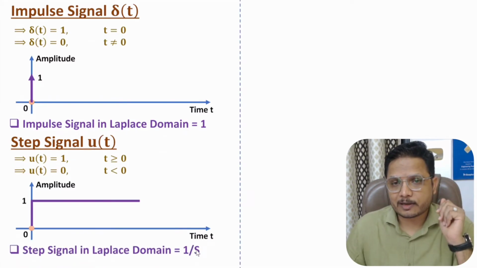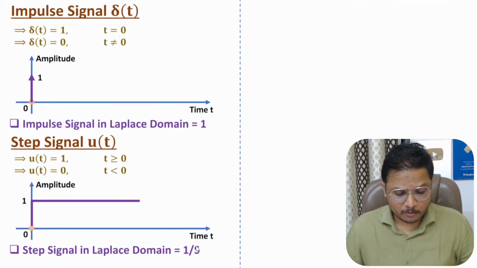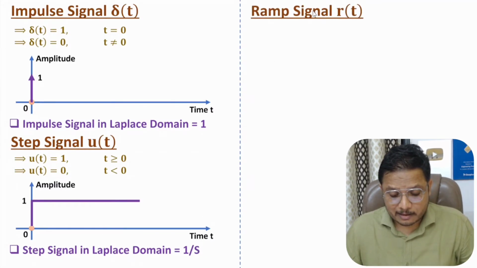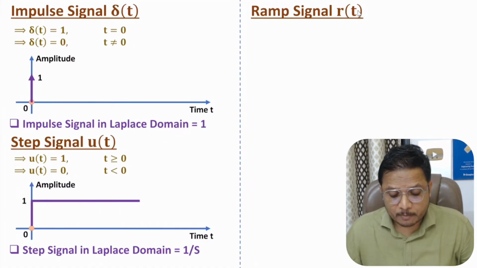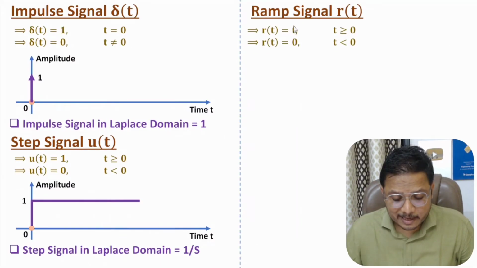That one should know, right? Now, I will discuss the ramp signal. Ramp signal is denoted by R of t. If you observe the function, then R of t is t for t greater than or equal to 0, and the function is 0 if t is less than 0.